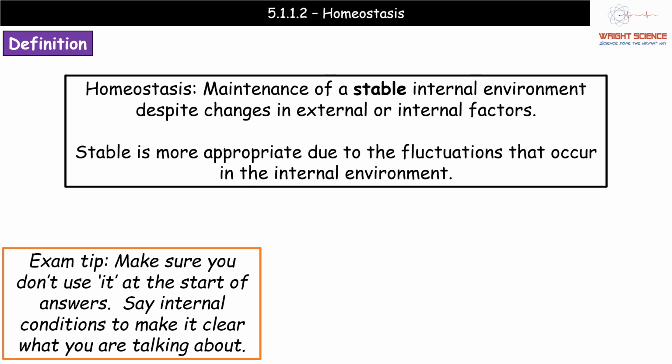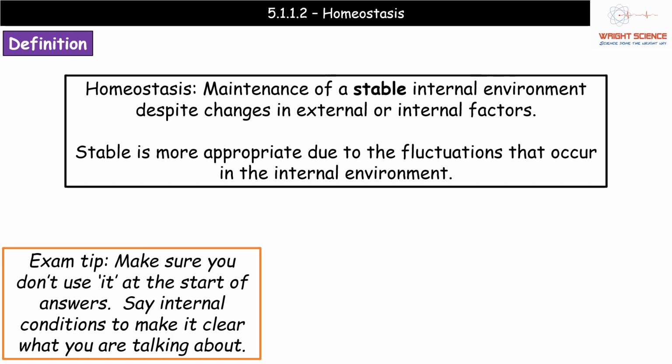Now, what we actually find as a better definition is going to be the maintenance of a stable internal environment despite changes in external or internal factors. And the reason the word stable is better than constant is because the word constant basically just means that it stays exactly the same. If something is constant, it's kind of unchanging. But the reality is that these conditions within our body, they're not completely static, they will fluctuate. So using that phrase stable does give that little bit of leeway for those fluctuations, but they are being kept within a narrow range.